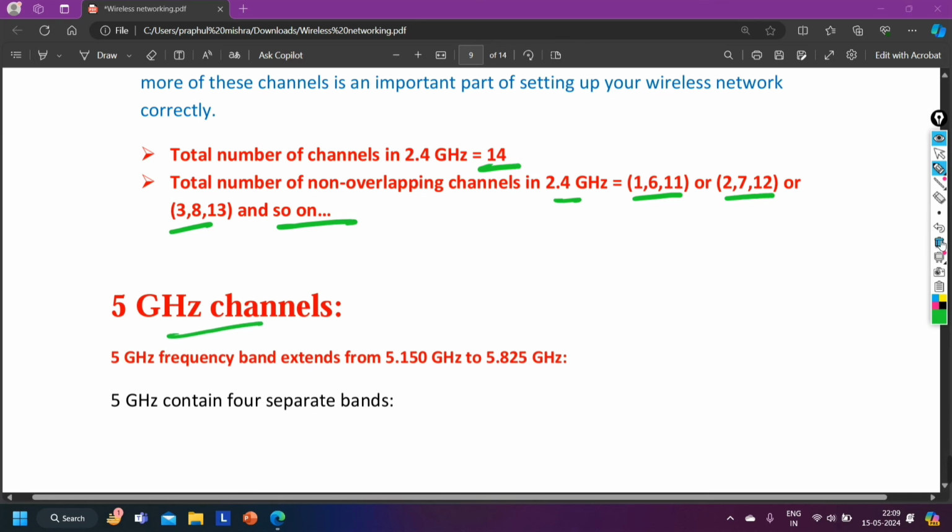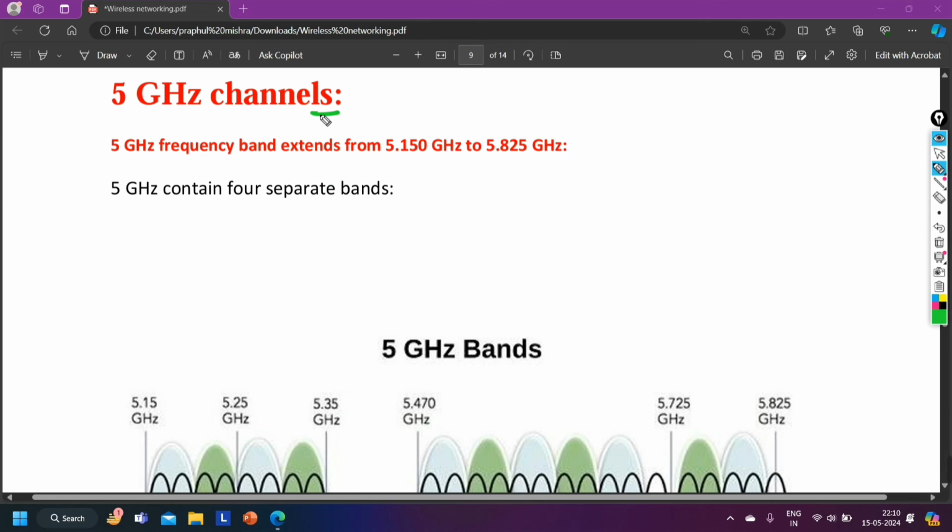After that, 5 GHz channels. In 5 GHz, the available channels are 24, right? We have 24 channels in 5 GHz, and all of those are non-overlapping. Not a single channel is overlapping in 5 GHz. Okay, so all are non-overlapping, but there is some concept under 5 GHz channels.